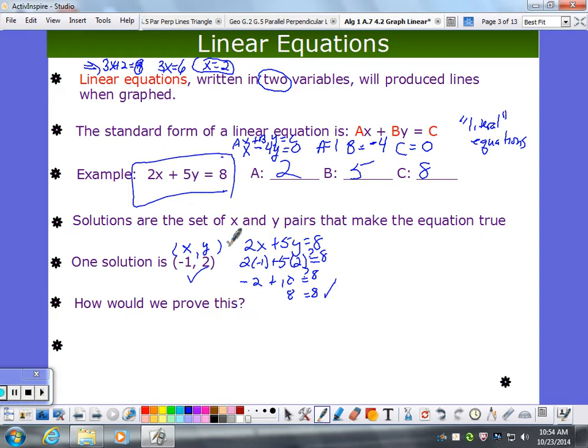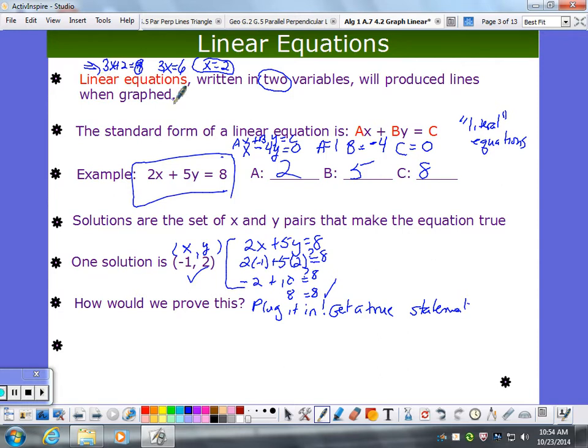So I answered this question. How would we prove it? You plug it in. Plug it in and get a true statement. If you get a false statement, it's not a solution. Just like asking here, is 0 a solution to 3x plus 2 equals 8? No, because if I plug 0 in, I get 2 equals 8. That makes no sense.